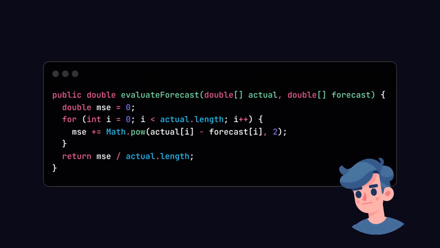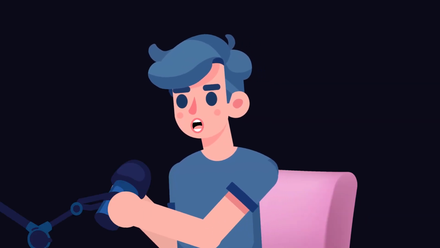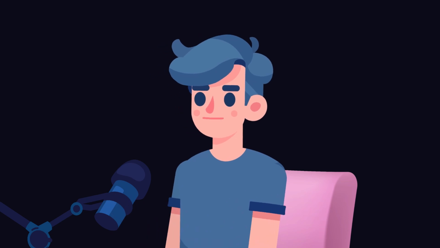Additionally, we must account for model evaluation. A common practice is to split our time series data into training and testing subsets. We'll create a method to evaluate forecast accuracy using measures like mean absolute error, MAE, or mean squared error, MSE. In this evaluation method, we compute the mean squared error based on actual and forecasted values, allowing us to assess our model's performance quantitatively.